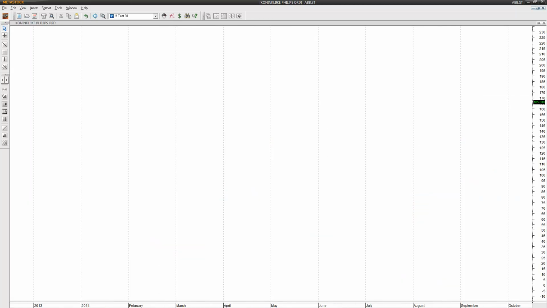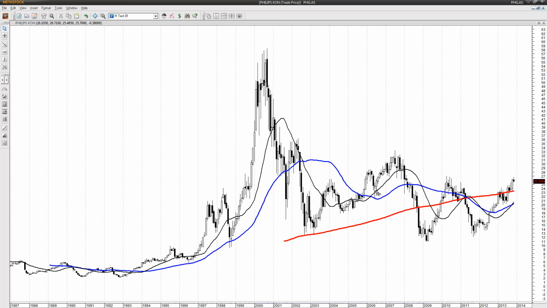Next chart I got is Philips, the Dutch technology company, or electronic company, you could say, domestic products. I got this high peak from 2010. The high is 27 euros. That's the level I'm going to use for a short sell.